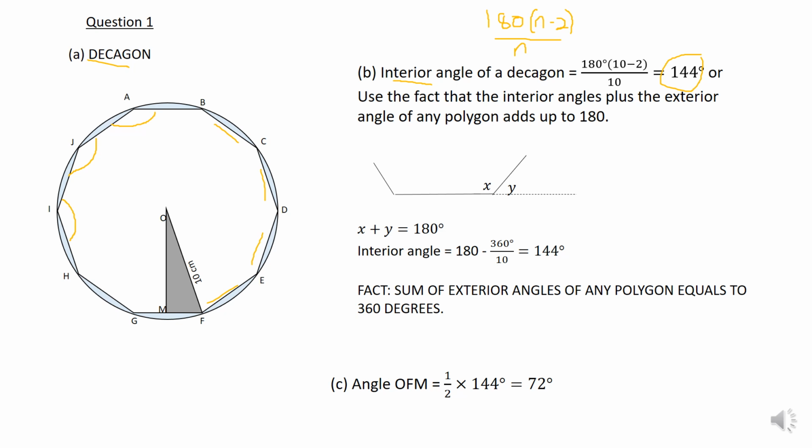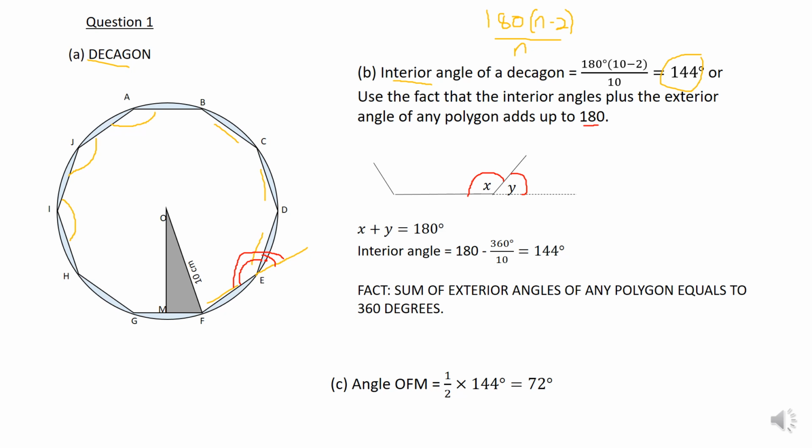But what you need to remember is that there is another easy method, and that is if you take, for example, if I extend this particular line here, and suppose I use a different color, and I look at that particular exterior angle here, this angle plus this interior angle, they are on a straight angle, so they must add up to 180 degrees. So that means that an interior angle plus an exterior angle should equal 180 degrees.